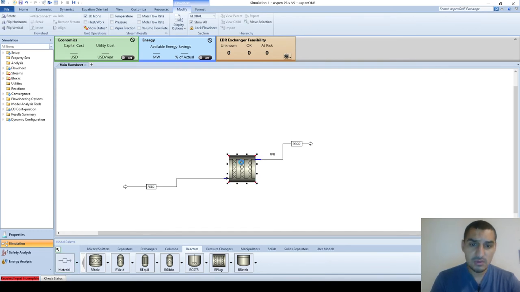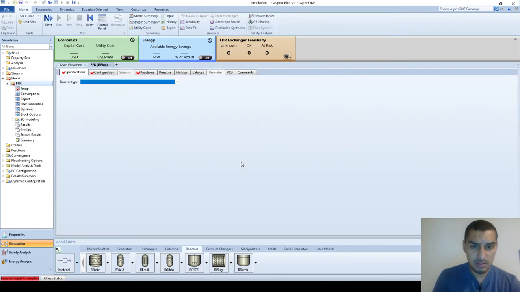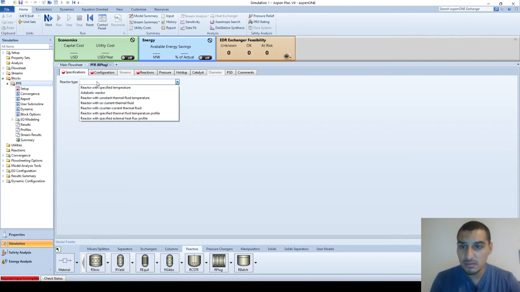Anyway, before giving all the information, let me quickly go through all these tabs so that we understand what kind of information we can provide to the block. So there are the basic specifications, which are related to the temperature. It's a specific temperature, or adiabatic, or constant thermal fluid, or whatever.